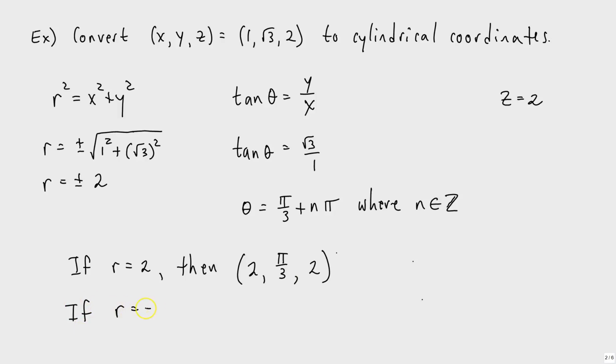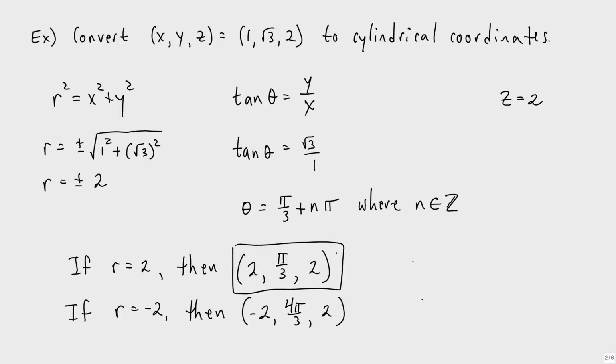Let's say you wanted r to be -2 for whatever reason. Okay, so you would do -2, and if you're doing -2, remember that you're going the opposite way of the terminal side. So we would need 4 pi over 3, 2. I would go with the positive one. I tend to avoid a negative r if possible. It's easier to think about a positive r. But you have more than one answer here. There's more than one way to represent that point in cylindrical coordinates.